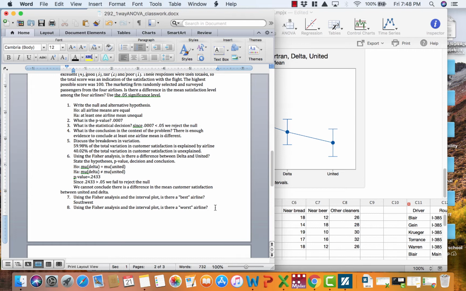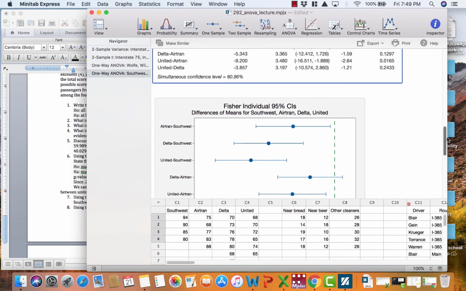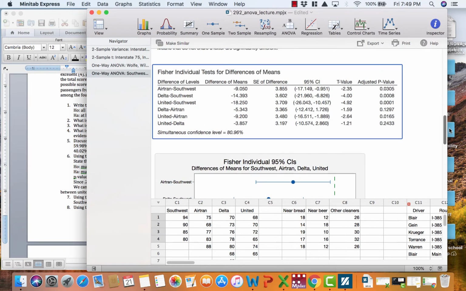All right, is there a worst? It looks like United is the worst, right? United is the lowest. But is United significantly different from the other three? Well, we go up to our t-test, and we already know United and Southwest are significantly different because the p-value 0.0001 is less than 0.05.